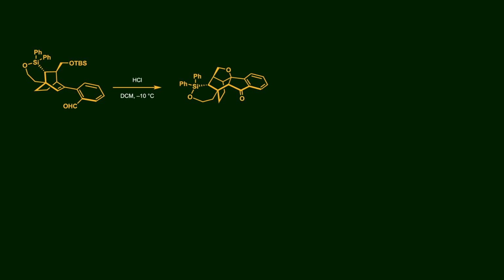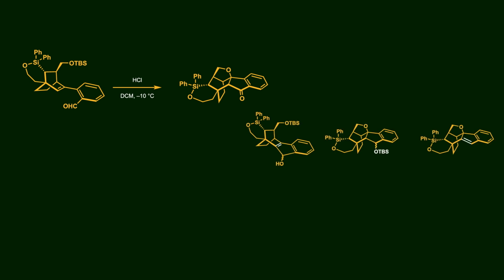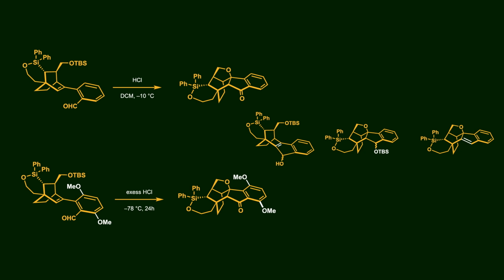But this condition didn't work for the real substrate, leading to the byproduct dominating over the desired product. After screening various conditions with different Lewis acids, it was found that an excess amount of HCl at -78°C led to the desired product, which was then oxidized using Dess-Martin oxidation. The reaction temperature and time had to be carefully controlled to avoid the formation of byproducts.